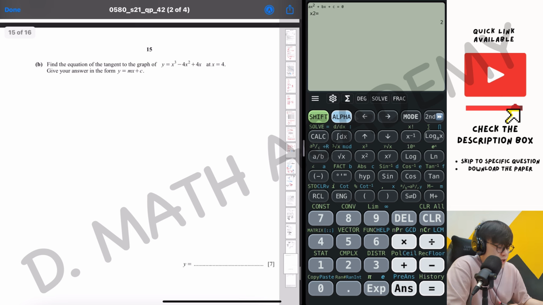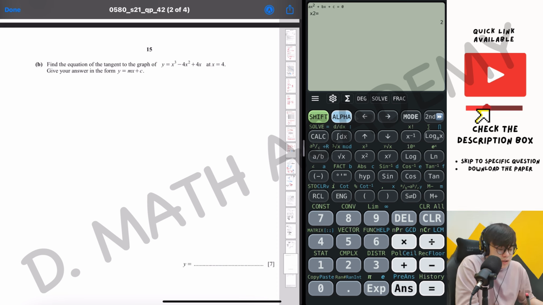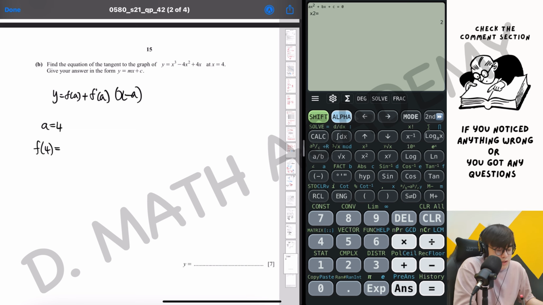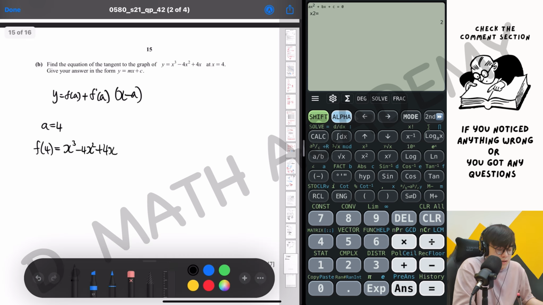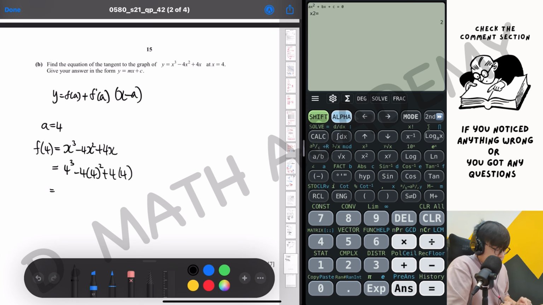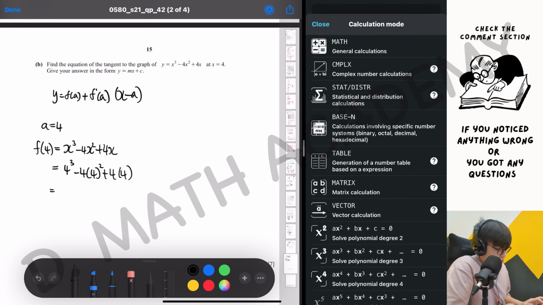Moving on, find the equation of the tangent to the graph, okay, when x equals 4. So there's actually a formula for it. For tangent, this is f(a) plus f prime(a) times (x minus a). The a here is actually the point that was given to us. The f(a) means substitute the 4 into the equation given. A lot of AdMath stuff here. So to get your answers, you will get it as 16 basically, if not mistaken. The answer should be 16.